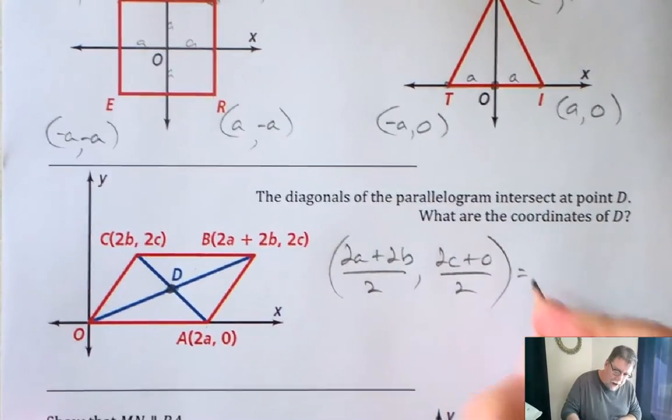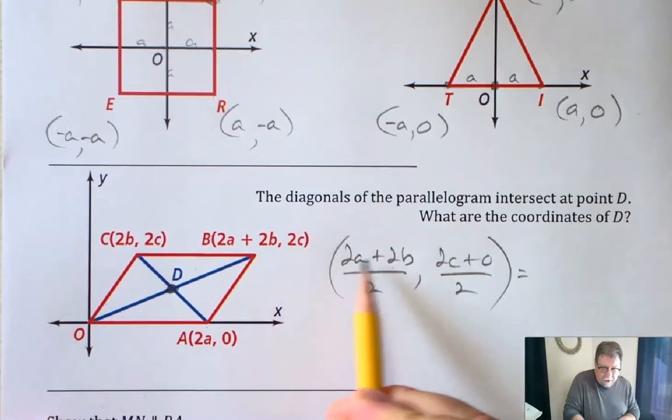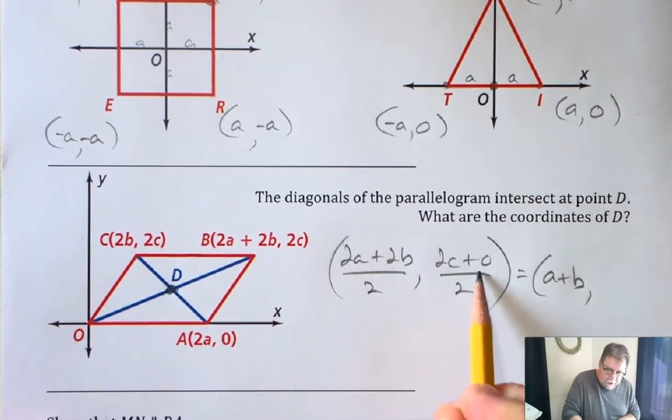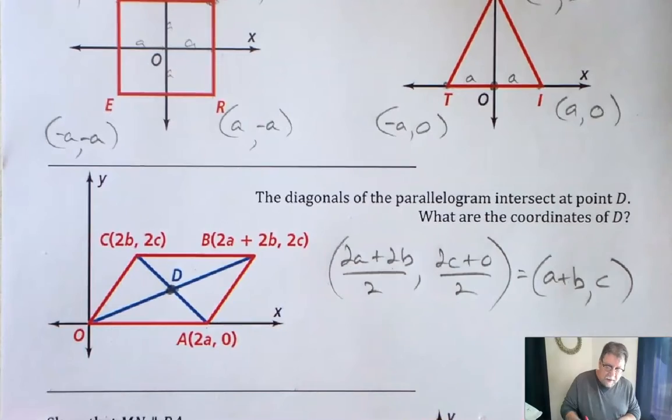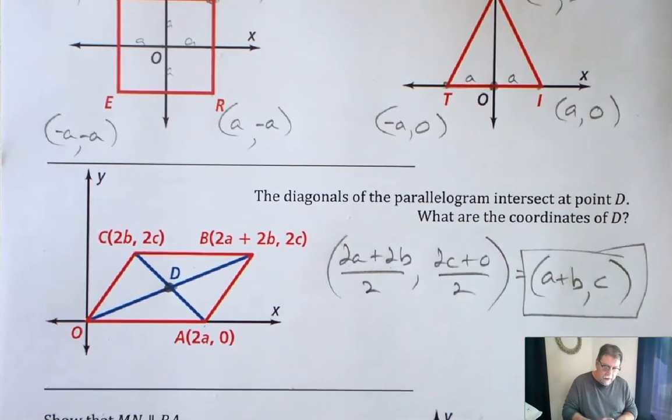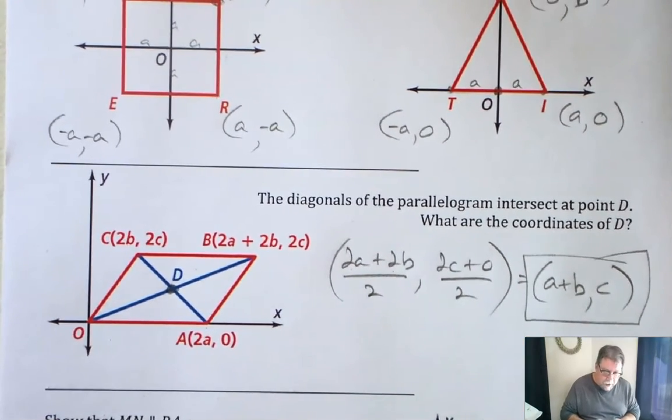And now we simplify that. Well, we can divide out the 2. So we're simply going to get A plus B, comma, and then this is just going to be C. And so that's going to be the midpoint where they intersect, point D.